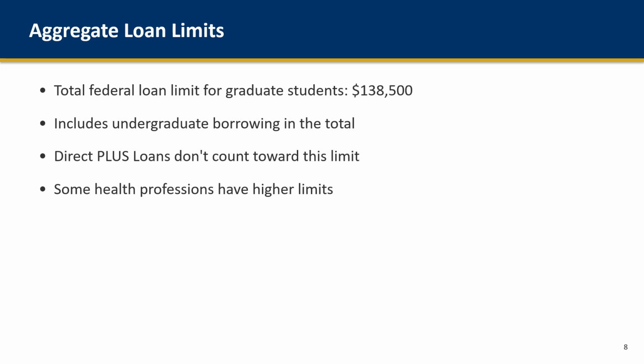Direct PLUS loans don't count toward this aggregate limit. Since PLUS borrowing is based on cost of attendance, students at expensive programs can accumulate significantly more debt through PLUS loans beyond the standard limits. Certain health professions have higher aggregate limits. Medical students, for example, have higher caps to accommodate the extreme costs of medical education. If you're in a health profession, check your specific field's limits. These limits exist to protect borrowers from accumulating unmanageable debt, but they may not prevent you from borrowing more than you can reasonably repay.